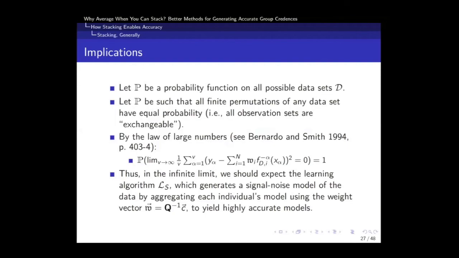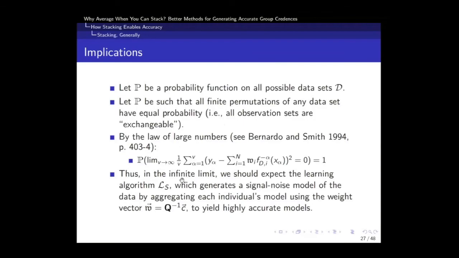And this has, I think, an important implication, which is here we let fancy P be a probability function on all possible data sets. So here we're explicitly defining a different probability distribution in order to make these second order, meta level claims about the effectiveness of this learning method. And let that probability distribution be such that all finite permutations of any data set have equal probability, i.e. all observation sets are what's called exchangeable, right? And this is a common assumption in a lot of this inductive literature.